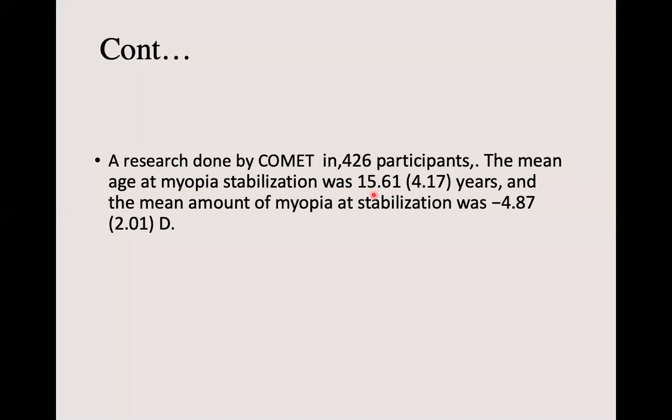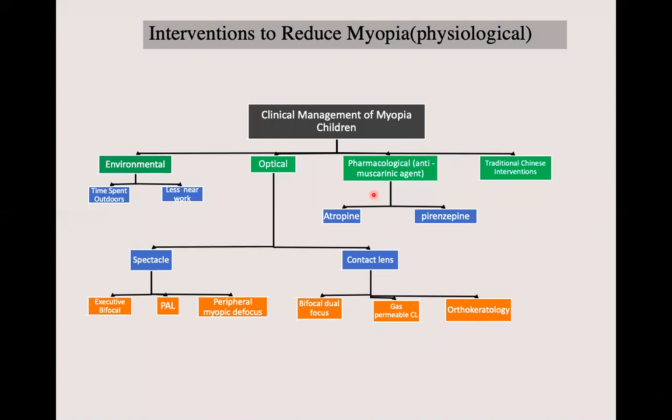Now I have talked about the causes, the risk factors, and the environmental factors for myopia onset. Now I'll be talking about how we can reduce or prevent myopia progression, especially physiological myopia. I'm not going to talk about pathological myopia, which is different. I'm going to talk about physiological myopia, okay? There are different approaches we can adopt for the management of myopia, and I have categorized them into four different groups.